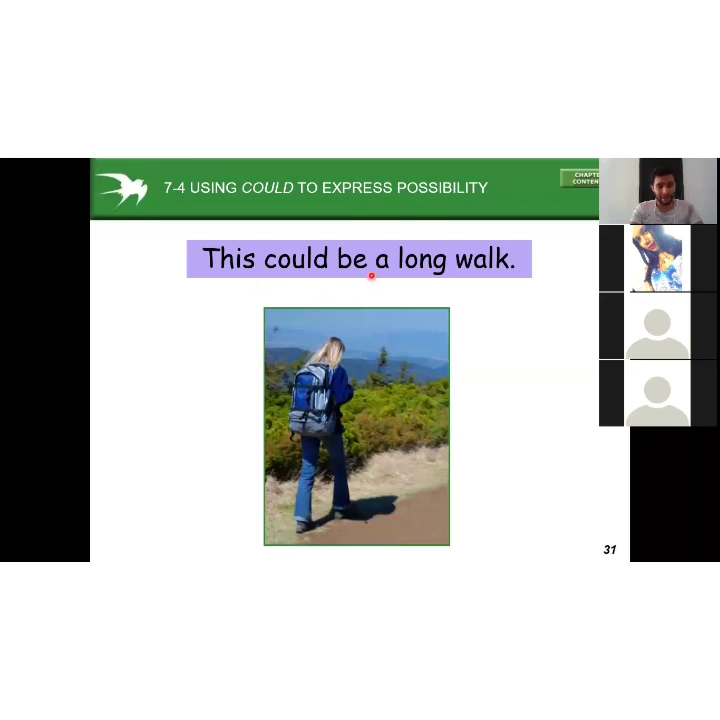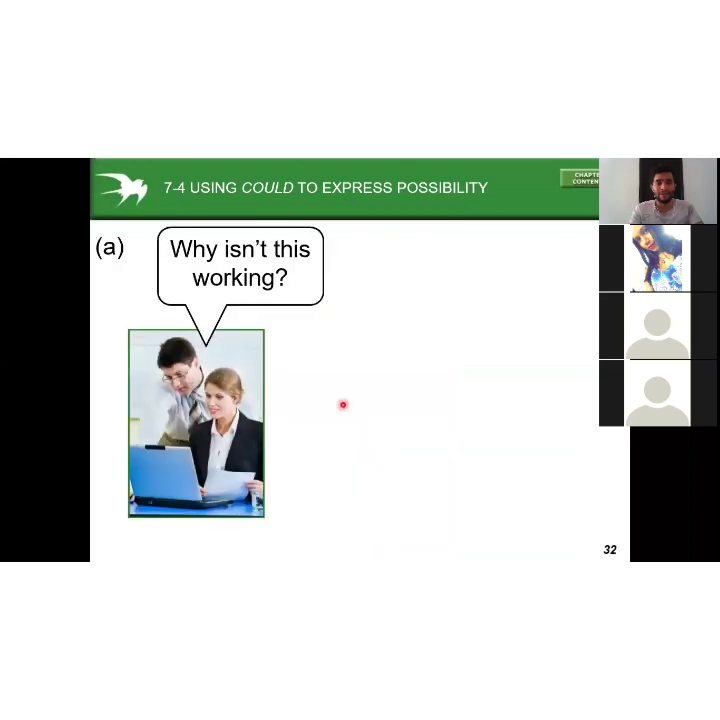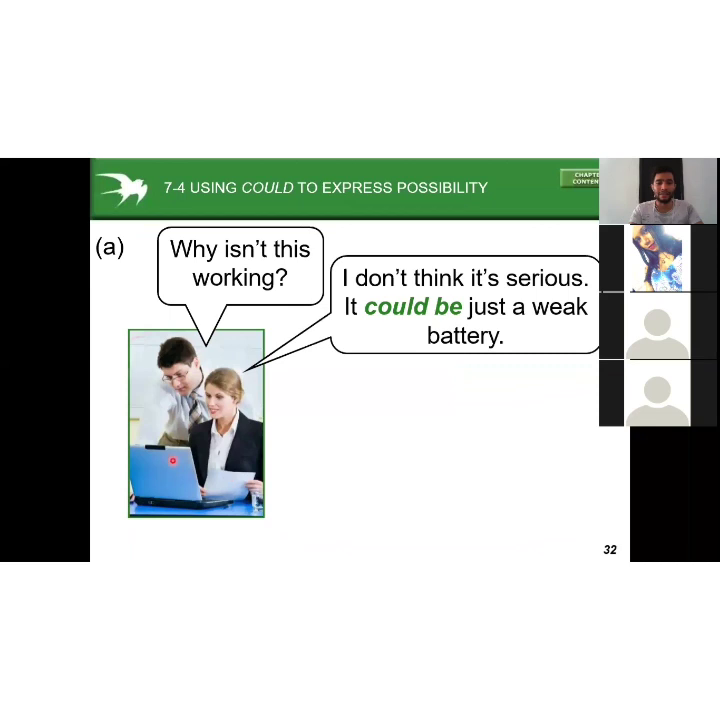Maybe this could be a long walk. Yeah, there's nothing in her surroundings. So take a look. Why isn't this working? That's what the man is asking the girl who's working on the computer. So she says, I don't think it's serious. It could be just a weak battery, right?